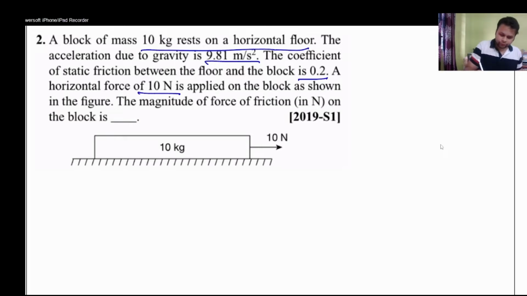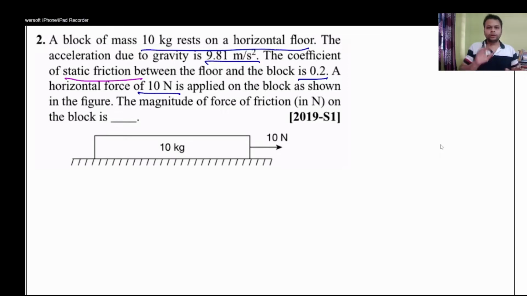Now the friction force, I'm assuming that the block is static, it is not moving, right? Because it is the coefficient of static friction that has been given in the question.